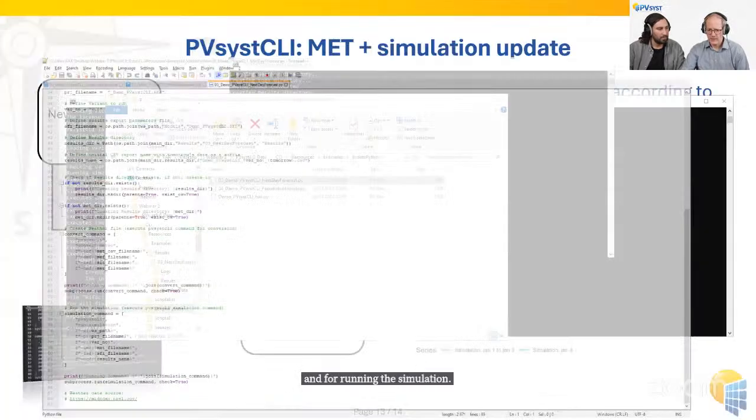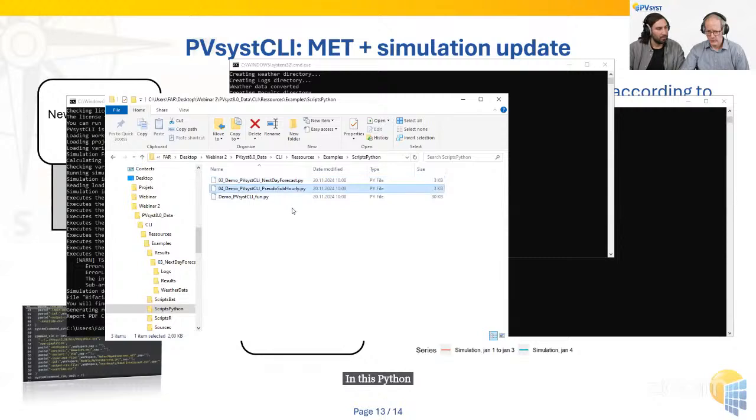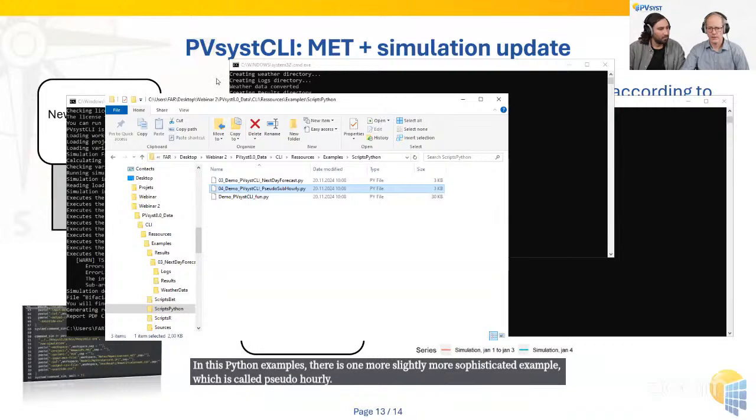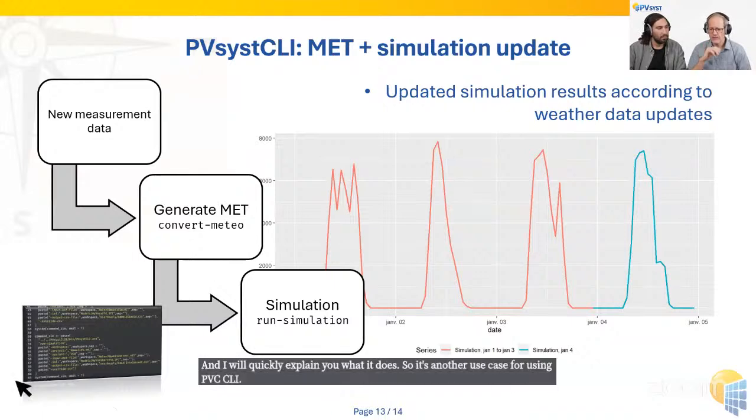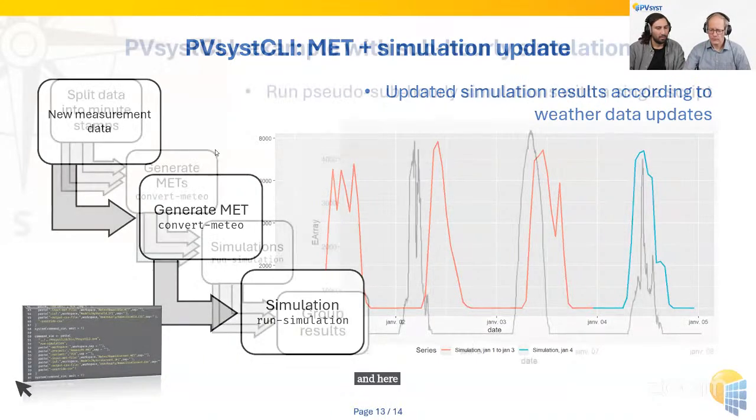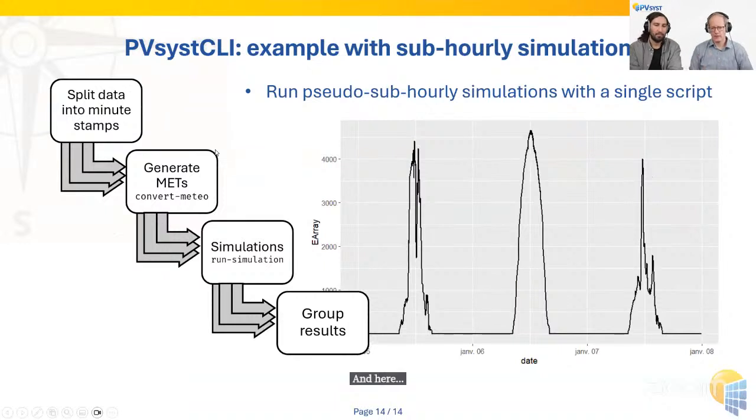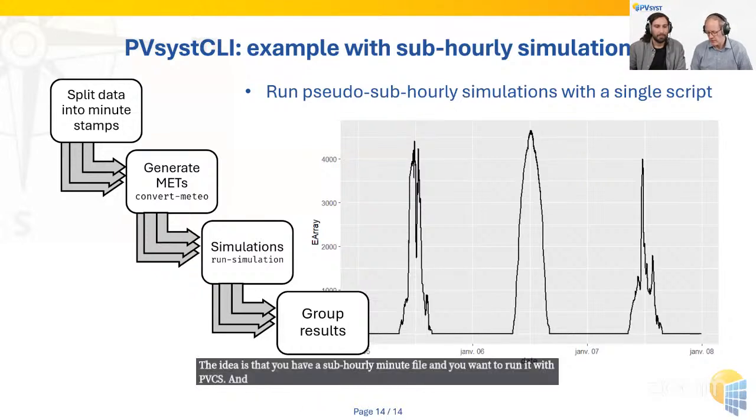In these Python examples, there is one more slightly more sophisticated example, which is called pseudo-hourly, and I will quickly explain what it does. So it's another use case for using PVsystCLI, and here the idea is that you have a sub-hourly minute file and you want to run it with PVsyst, and this is of course right now not possible. The PVsyst simulation runs in hourly steps.